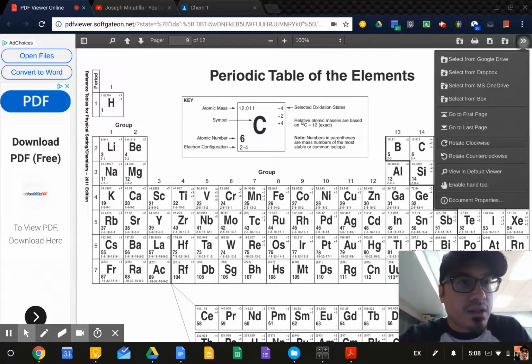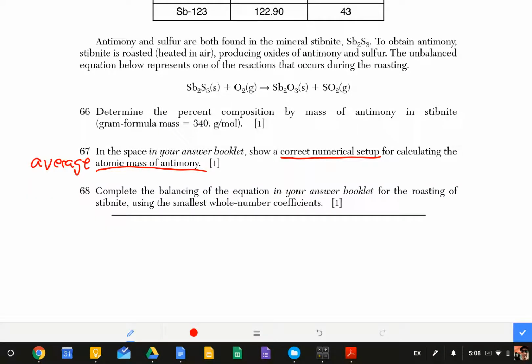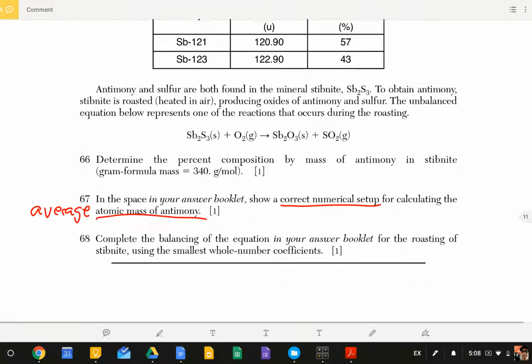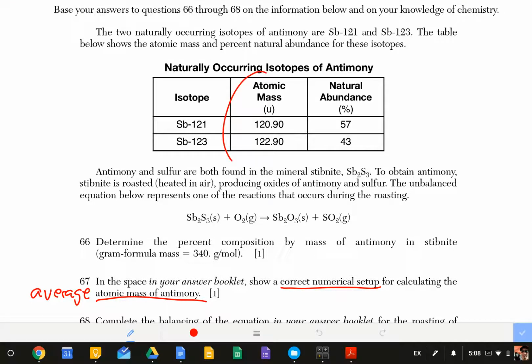So to get the average mass for, what did they ask for? The average mass of antimony. We're going to use that data table. So if you notice, they give us the real mass. That's what we have to use. So we have to use the real mass and multiply it by the percent abundance. So I'll work it out over here, what they want us to do in the answer booklet. So 120.90 makes up 57%, and 122.90 makes up 43%.